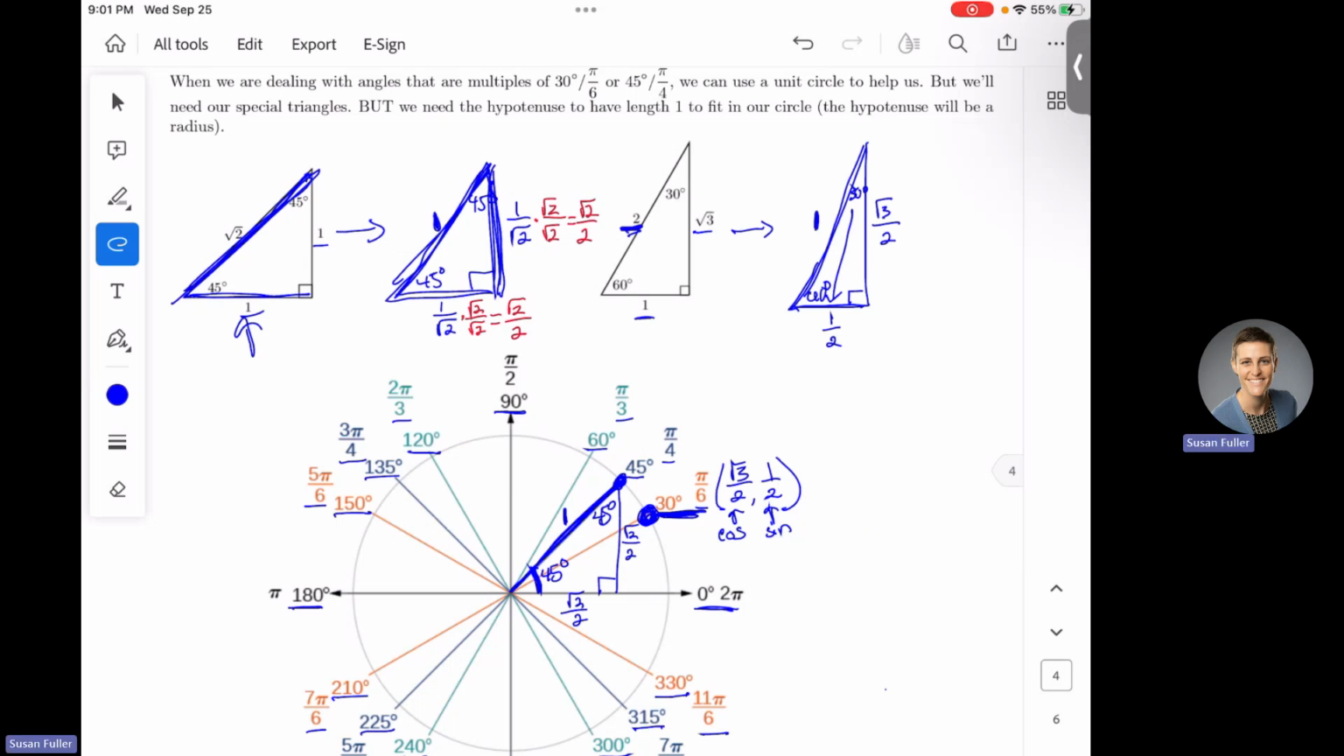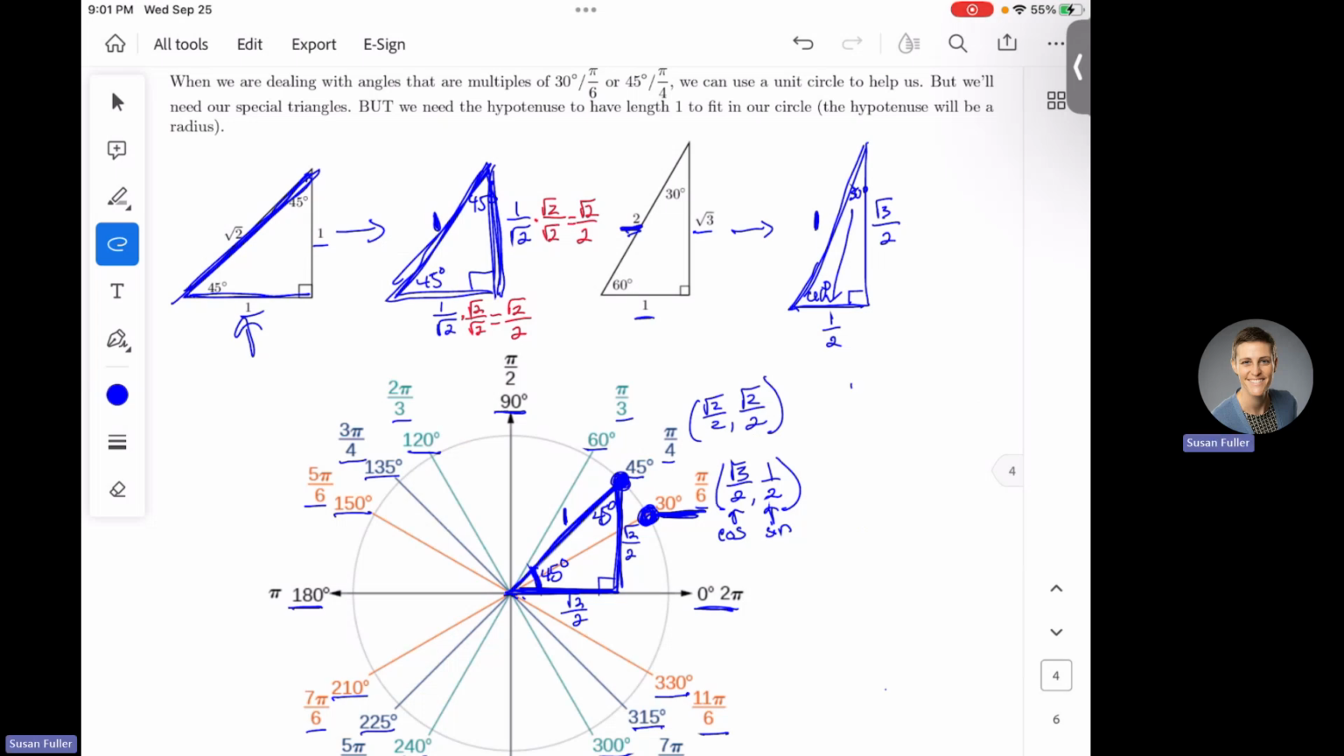And notice this ordered pair here, my x value is the square root of 2 over 2. And my y value here is the square root of 2 over 2 as well. This is the ordered pair of this point right here.